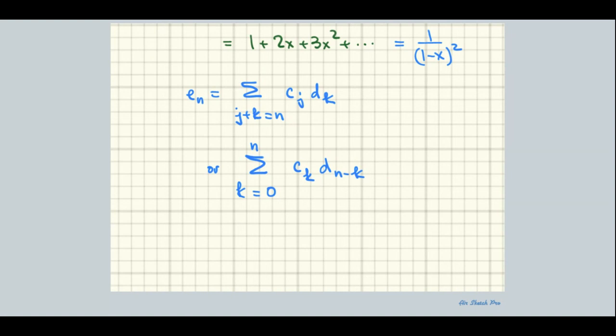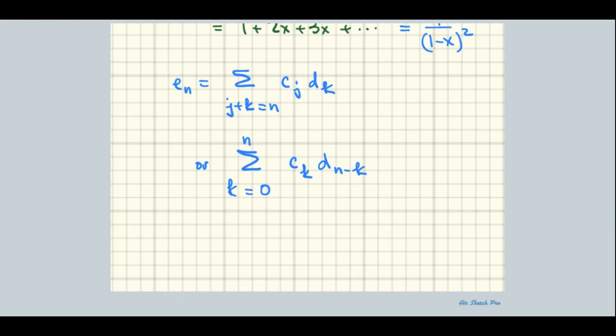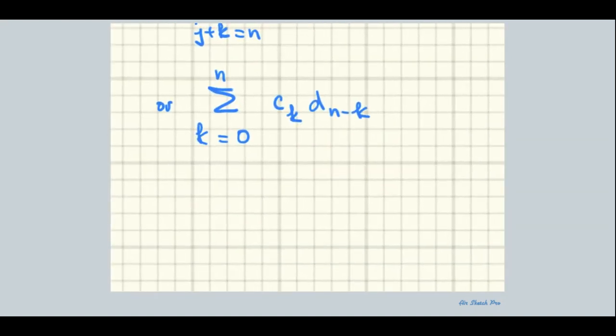There we go. Okay. So I'm just going to go ahead and expand this so you can see it a little bit. At k equals 0, you're looking at C0, n minus 0. If n is 0, I'm looking at C0 D0. For 1, I start at 0, I get C0, D1, plus C1, D0, where the indices add to 1.